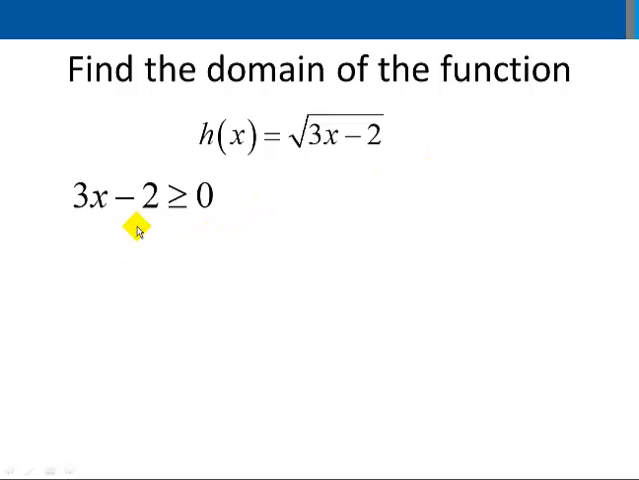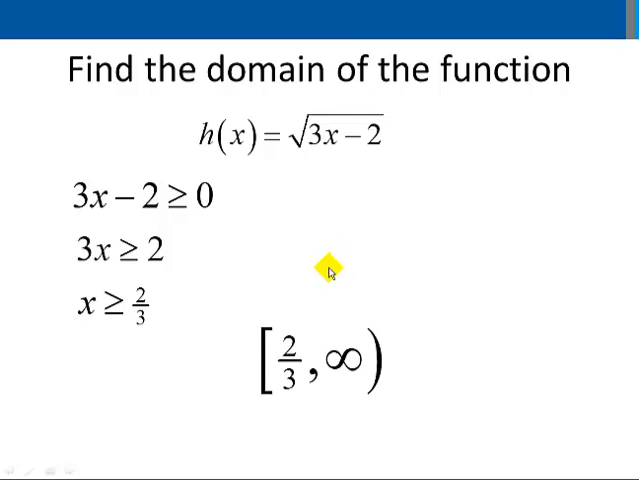If 3x minus 2 is greater than or equal to 0, and we add 2 to each side of our inequality, we have 3x is greater than or equal to 2. Then multiplying both sides of the inequality by 1/3 would give me x is greater than or equal to 2/3. This will be our domain. All real numbers x greater than or equal to 2/3, which I will write in interval notation with square bracket, 2/3, comma, infinity, open bracket.